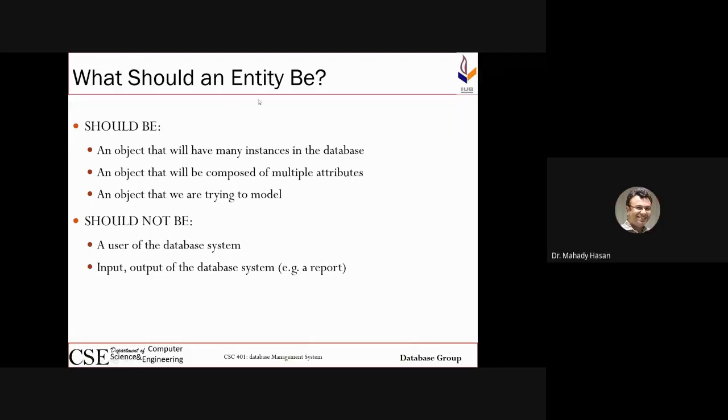Whenever we are having an entity, the entity should have multiple instances. It should have many instances. At the same time, it should have multiple attributes. For example, human has its name, height, weight. These are the attributes of human. Course has ID, course name, credit. These are some attributes of course.